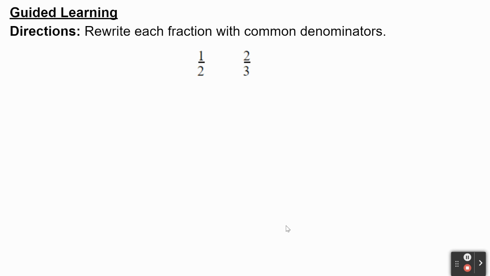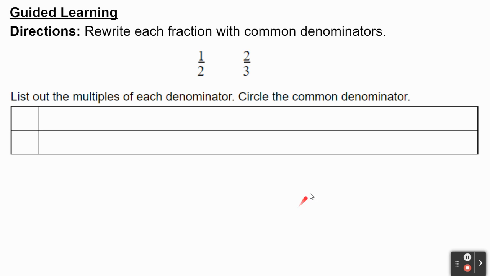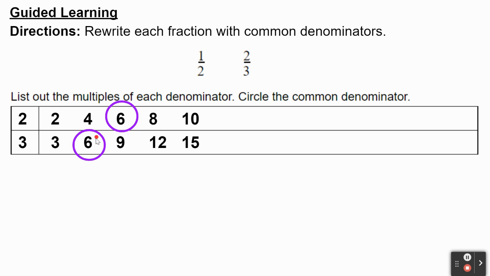Here we have 1/2 and 2/3. We're going to first list out our multiples of each of the denominators. Since 2 is our first denominator, we'll put that in the first row. And since 3 is our second denominator, we'll put that in the second row. So here we have 2, 4, 6, 8, and 10. In the second row, we have 3, 6, 9, 12, and 15. Let's look at both of these rows and try to find a number in both of these lists. We can see that the number 6 is found in both of these lists. That means 6 is going to be our common denominator.